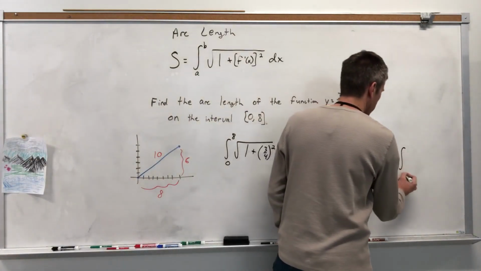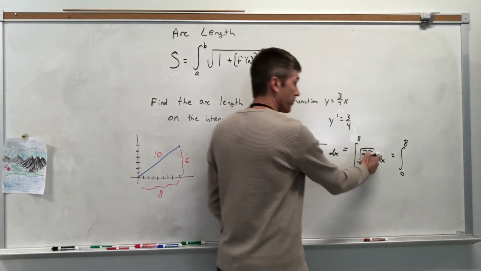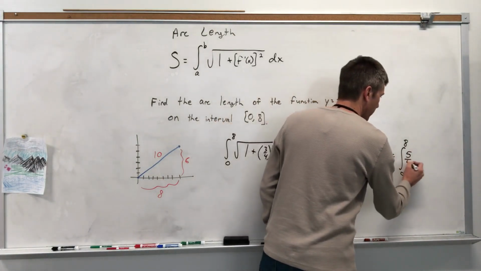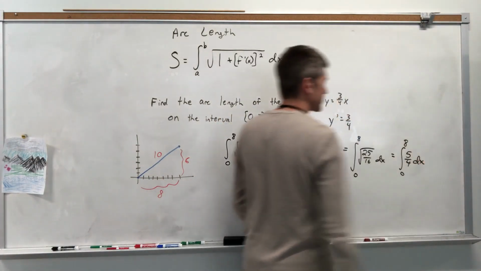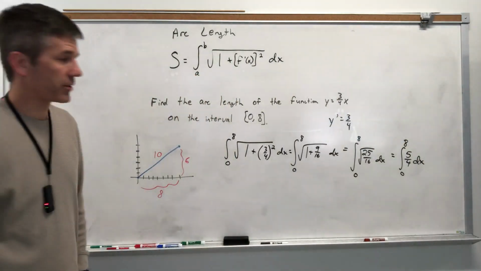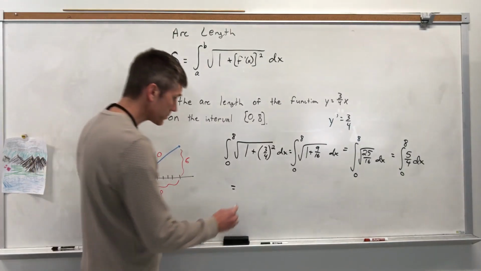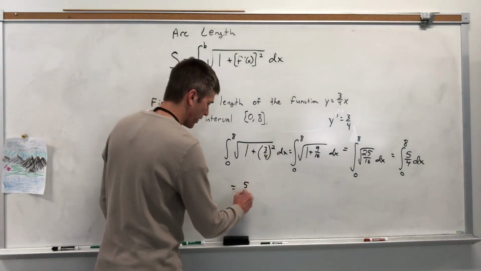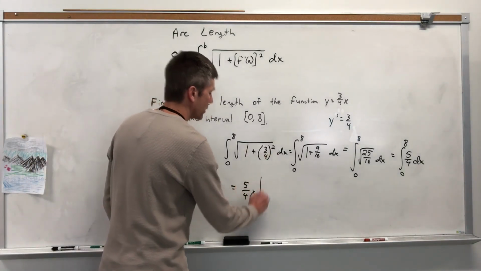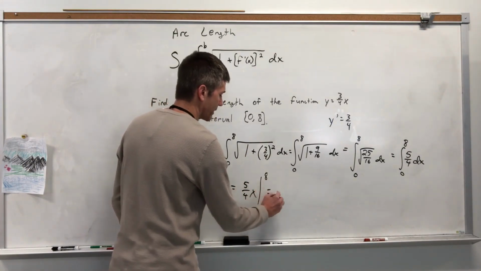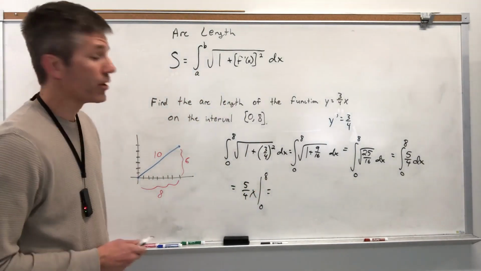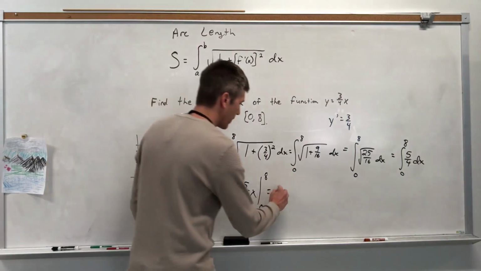And we're going to have the integral from 0 to 8 of 5/4 dx. Okay, we're ready to take an antiderivative, finally. Let's do that. The antiderivative of 5/4 is 5/4 x from 0 to 8. Check it out. You see it yet? Fundamental theorem of calculus. Let's do it.